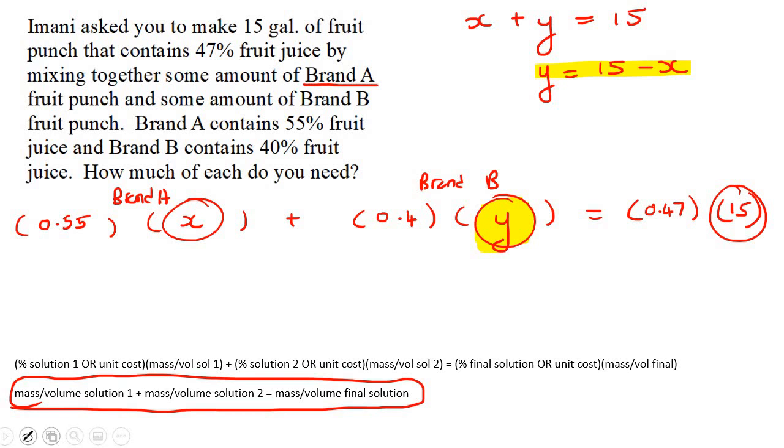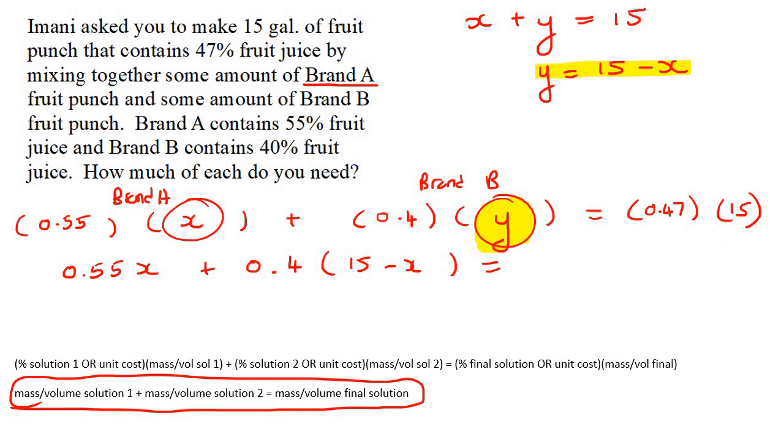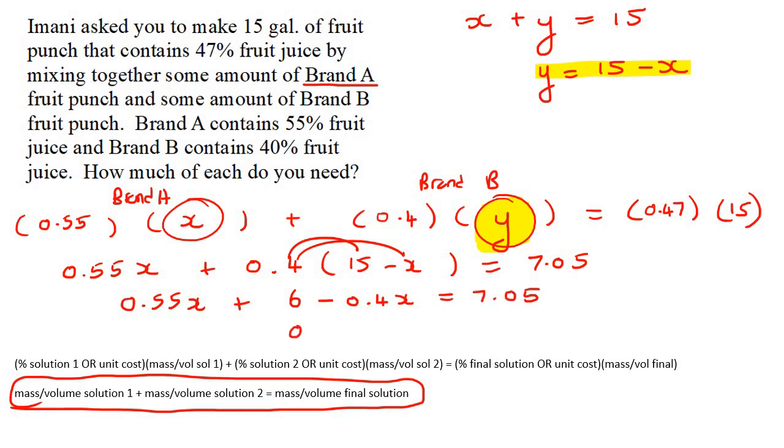And so that's going to end up giving us 0.55x plus 0.4. Now we're going to replace this y with 15 minus x, and that's going to be equal to, now this I'm just going to type in on the calculator, 7.05. And now we say 0.55x plus, now we just distribute the 0.4 in, so that would be 6 minus 0.4x equals 7.05. And now I'm just going to take all the x's to the one side and all the numbers to the other side.